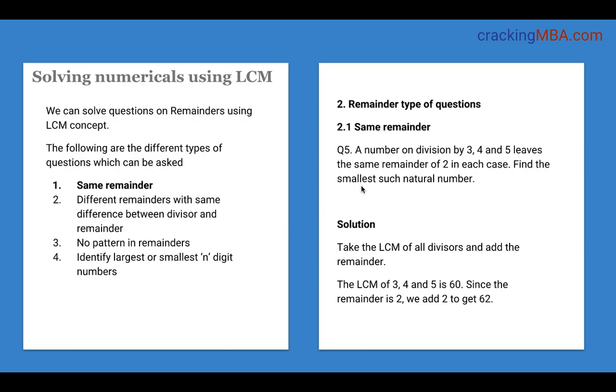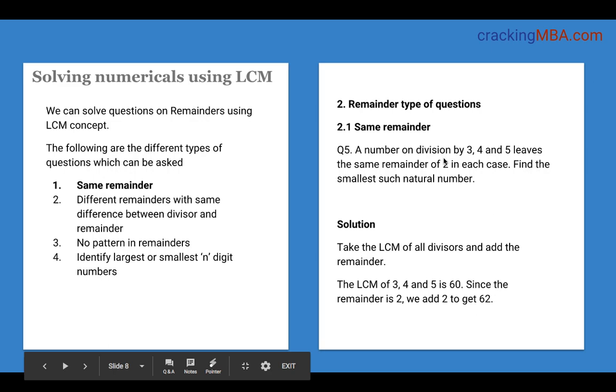So the first one is the same remainder. Here what we are saying is, if I divide a number by 3, 4 and 5, it leaves a constant remainder of 2 in each case. So the first type is same remainder, whatever the divisors. This kind of question can be solved by finding the LCM of 3, 4 and 5 and adding the remainder to that. The LCM of 3, 4 and 5 is 60, and adding a remainder of 2, we get 62.